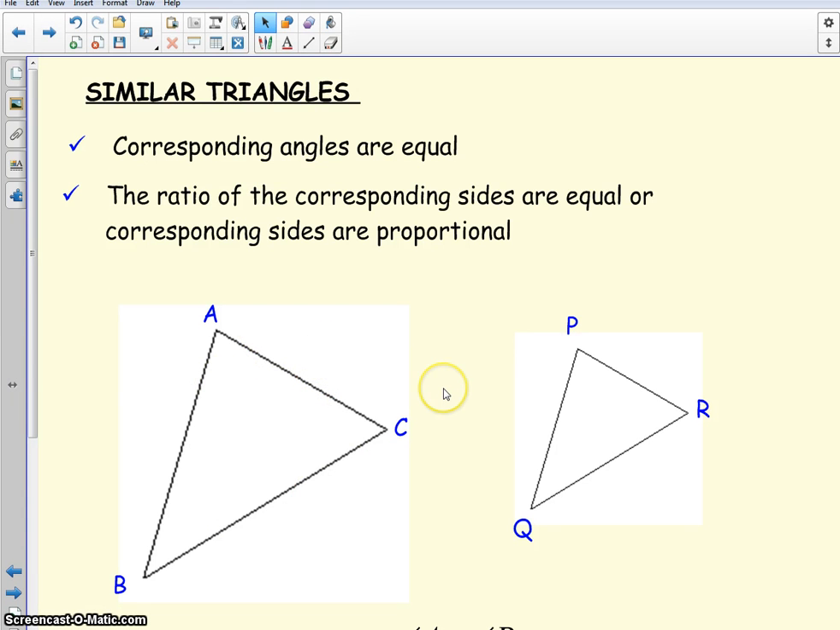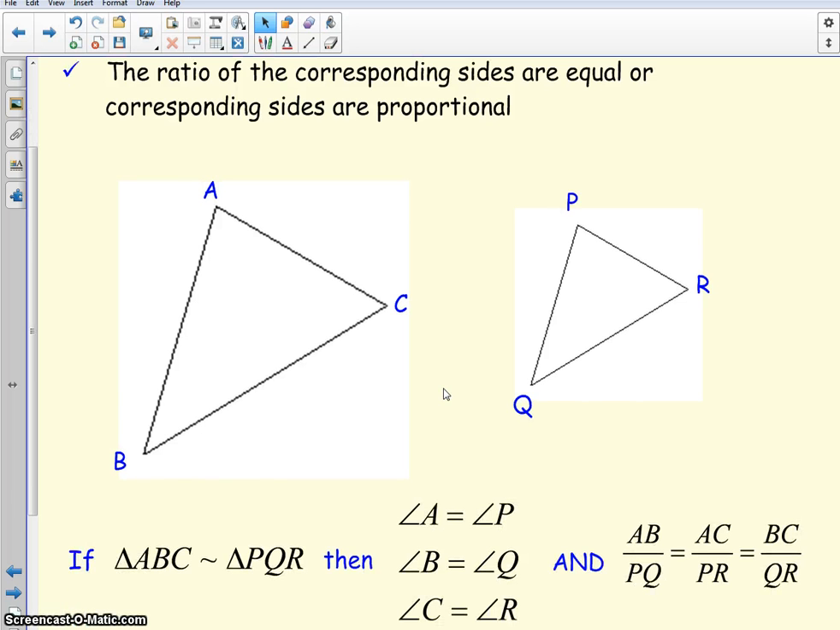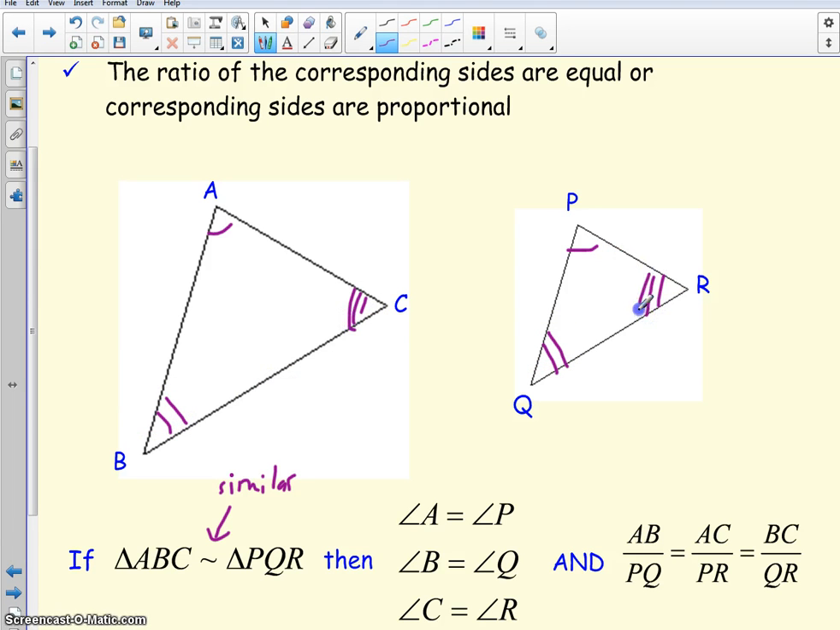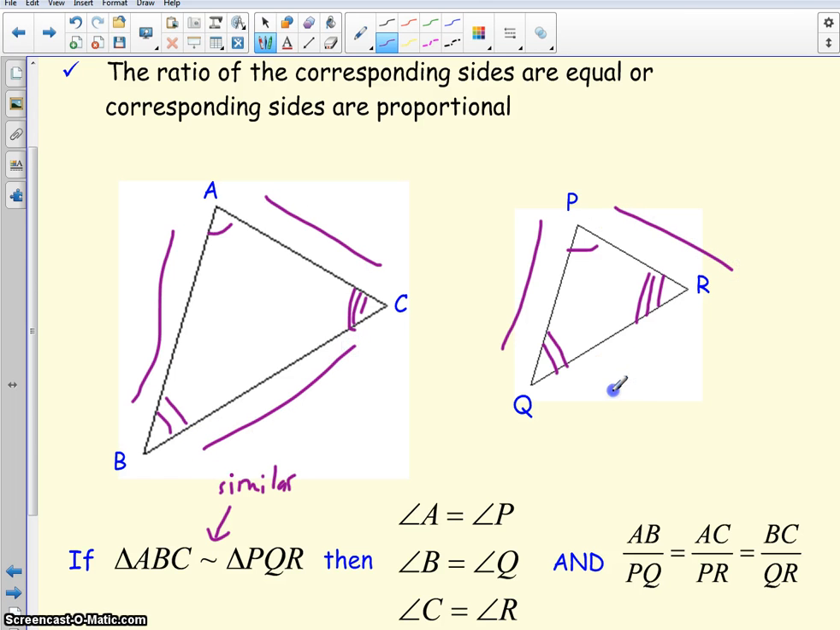So you have an example down here of two similar triangles. We have a similarity statement here that says triangle ABC is similar to triangle PQR. The sign for similar is just the little tilde. Again, meaning the corresponding angles are the same, so angle A and angle P are the same, B and Q are the same, and C and R are the same. The only difference now, compared to congruent triangles, is that the corresponding sides are not the same, but proportional to each other.